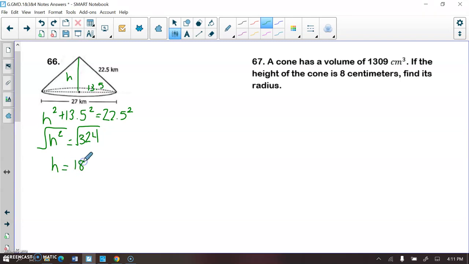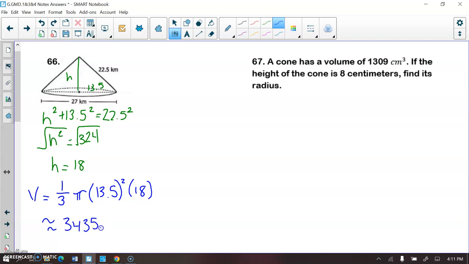So the height's 18. I have enough information now to move ahead with finding the volume. The volume is going to be 1/3 times pi times 13.5 squared times the height, which is 18. So 13.5 squared times 18 times pi times 1/3 comes out to be approximately 3,435.33 kilometers squared. Moving on to the next problem.